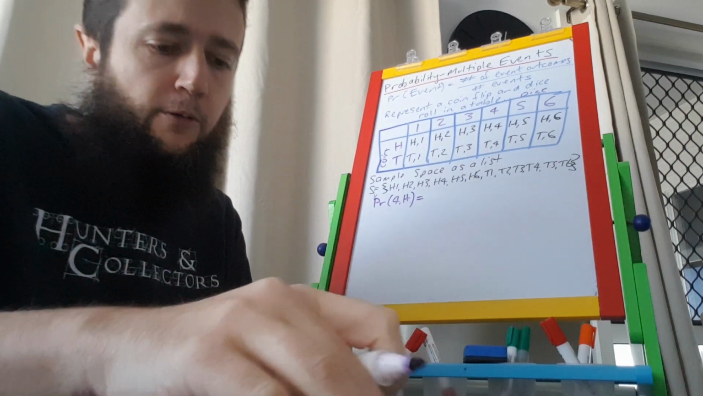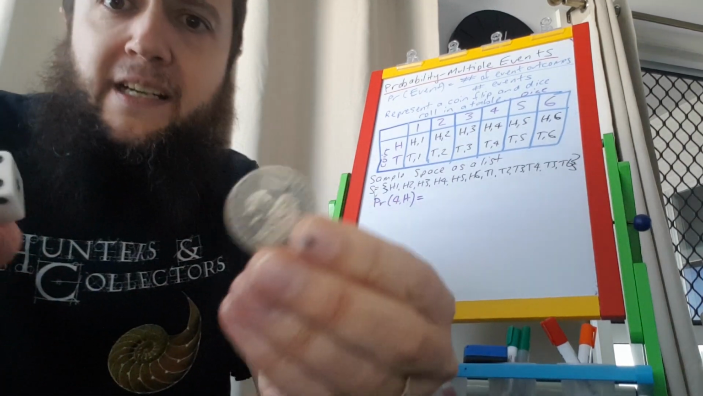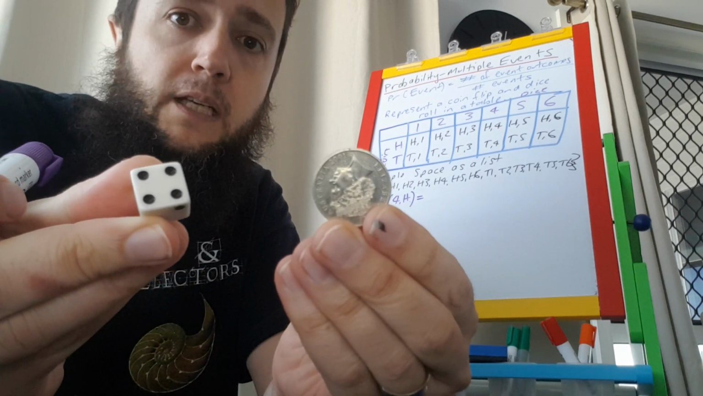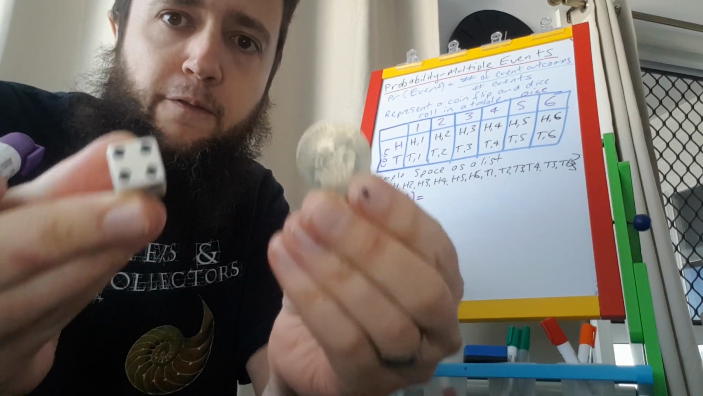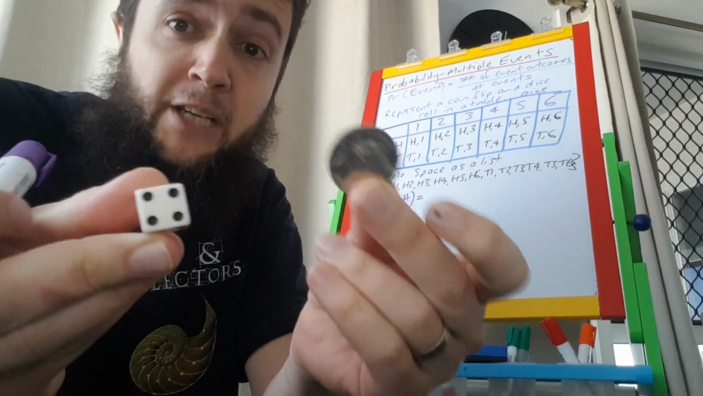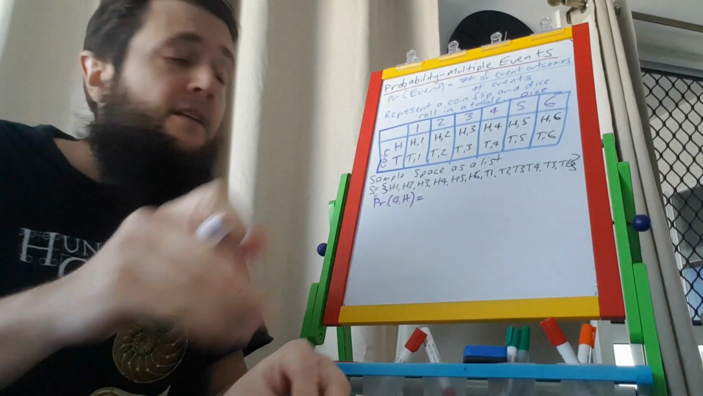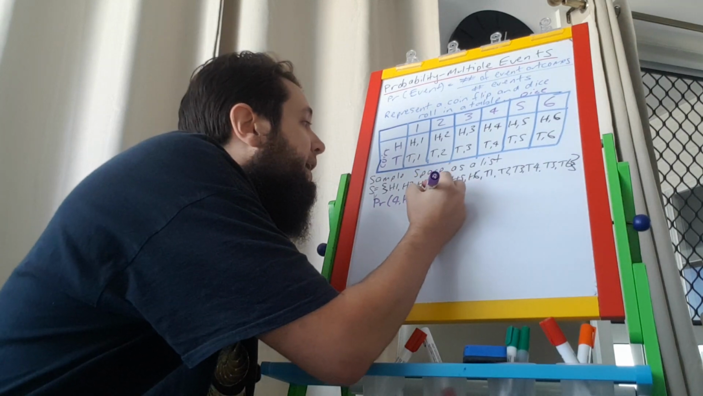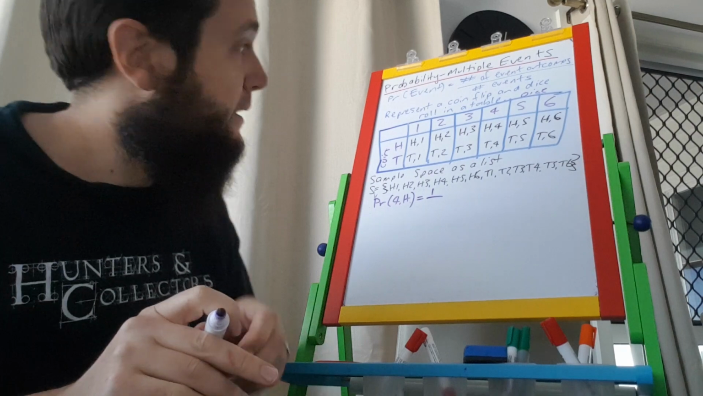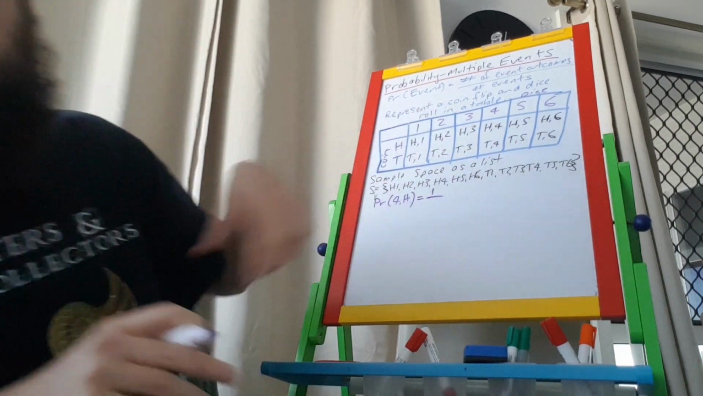So I want the probability of getting this outcome. How many outcomes in our list give us a 4 and heads? There's only one, right? There's only one outcome that's the 4 and heads. So it's going to be 1 out of, how many outcomes are there in total? If you count up those outcomes, how many do you get?